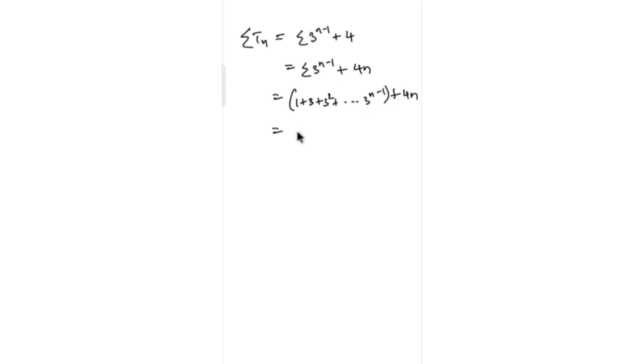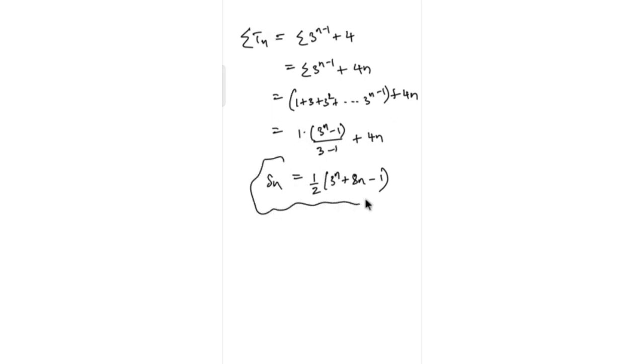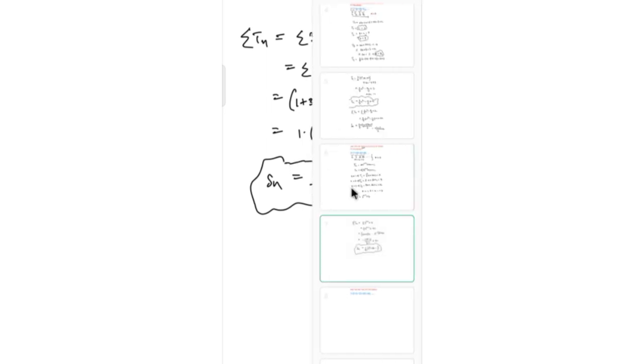So you can just use a GP formula: 1 into (3 power n minus 1) divided by (3 minus 1), plus 4n. So you get this to be half of 3 power n minus 8n plus 1. I think there is an error over here. So it's actually half into (3 power n plus 8n minus 1). So this is our sigma Tn, this is Sn basically. So Sn value is half of (3 power n plus 8n minus 1). So this is how you do the second problem.